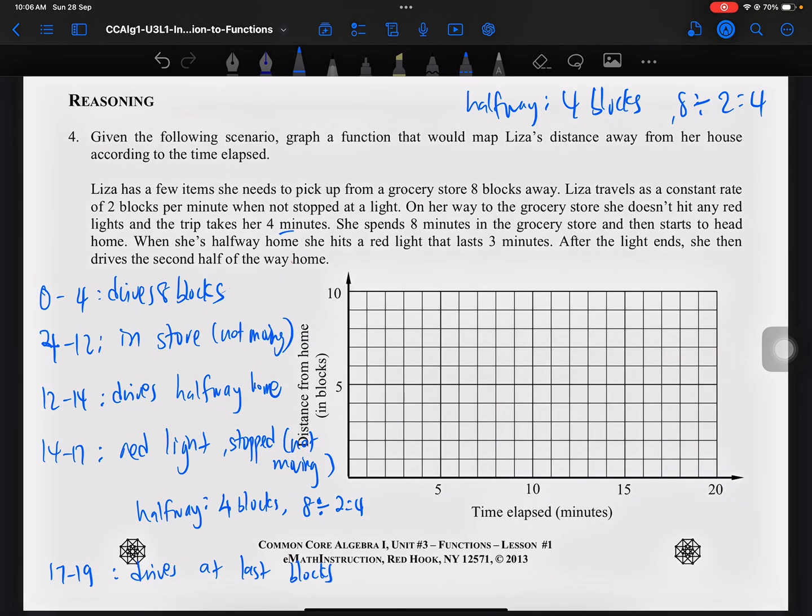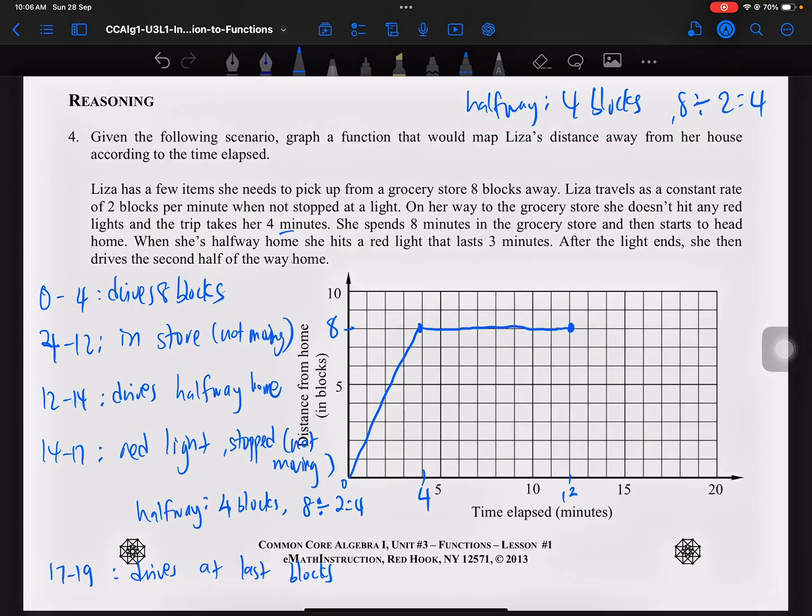This question, you need to draw a graph and then you need to take out all the information. I list down here, 0 to 4 minutes. She drives 8 blocks. So 4 is here. 0 to 4, 8 blocks from the grocery store. So it is here, go up. And then in store, not moving for 8 minutes until 12. 4 plus 8 is x12. So not moving, horizontal line.